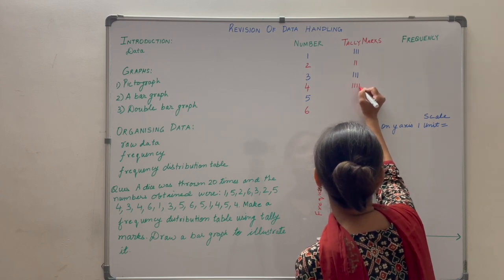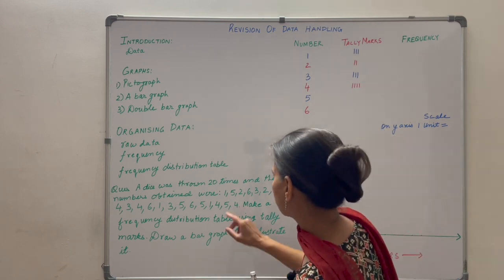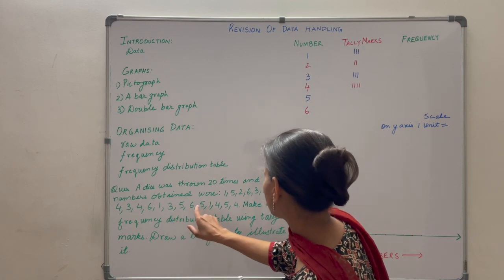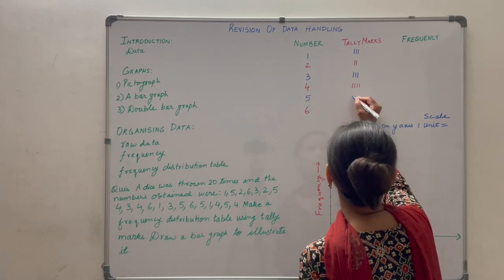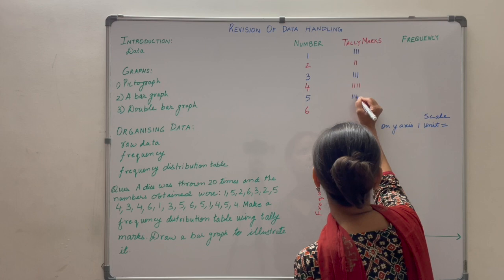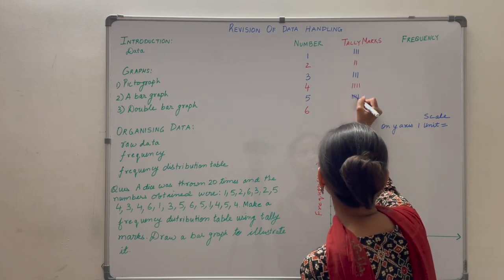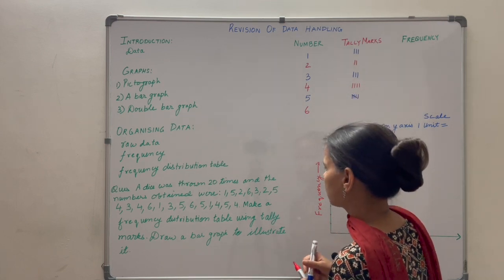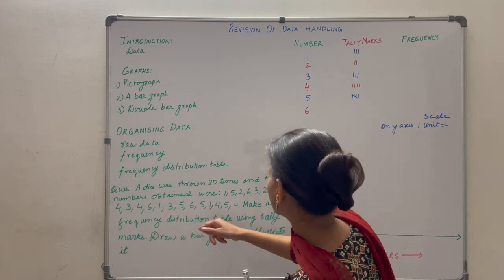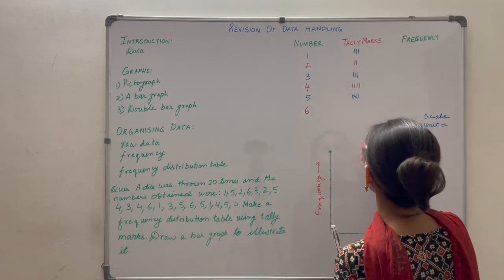5 is occurring 1, 2, 3, 4, 5 times. So 1, 2, 3, 4, and the fifth one we draw like this. 6 is occurring 1, 2, 3 times.